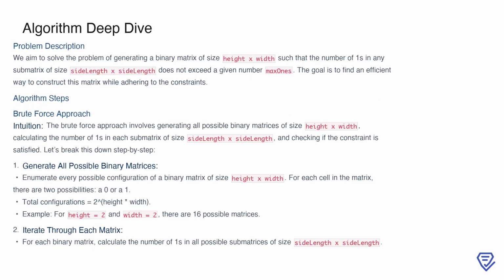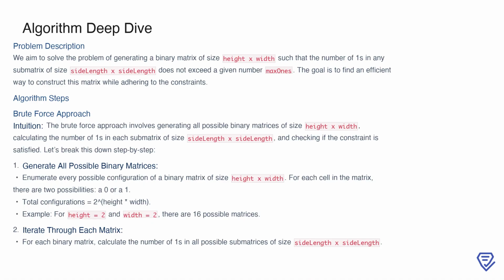To start, the problem at hand is to construct a binary matrix of size height x width that adheres to specific constraints. Specifically, the matrix must be structured so that the number of ones in any submatrix of size sidelength x sidelength does not exceed a given maximum value, called maxOnes. The objective is to efficiently generate this matrix while satisfying these constraints.